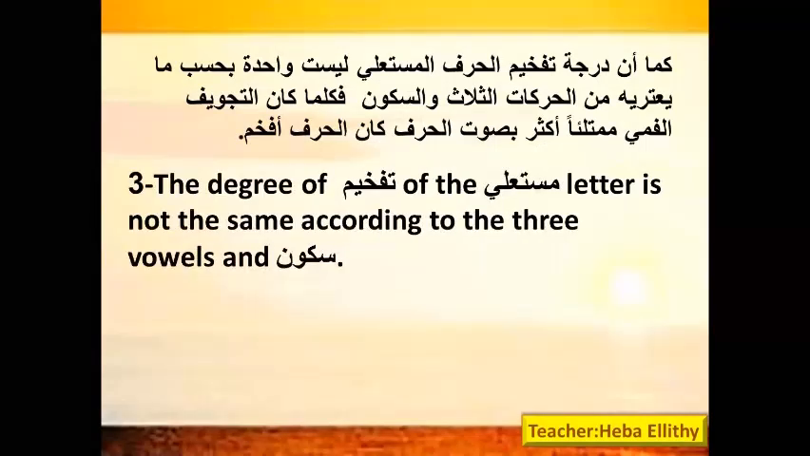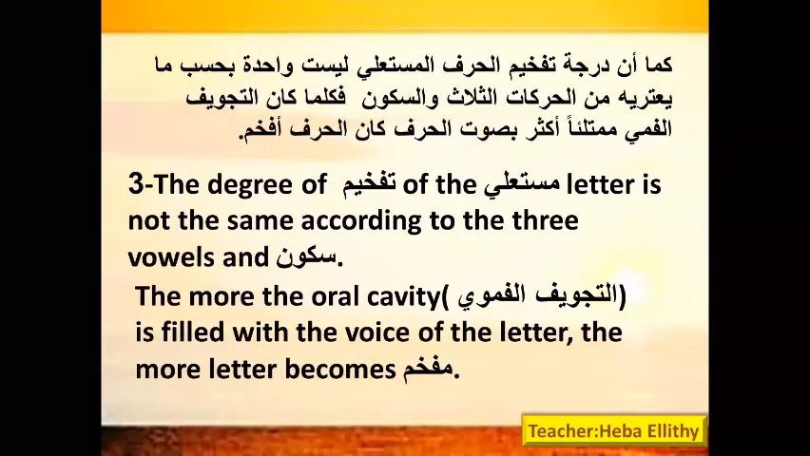My next note here: كما أن درجة تفخيم الحرف المستعلي ليست واحدة بحسب ما يعتريه من الحركات الثلاث والسكون فكلما كان التجويف الفموي ممتلئا أكثر بصوت الحرف كان الحرف أفخم. The degree of تفخيم of the مستعلي letter is not the same according to the three vowels فتحة or ضمة or كسرة and the سكون. Why? Because the more the oral cavity is filled with the voice of the letter, the more the letter becomes مفخم. When I say قا, it's different than when I say قي. Did you feel the difference? قا, قي. خا, خي. غا, غي. Why? Because the area inside my mouth is more open, so the echo is less.